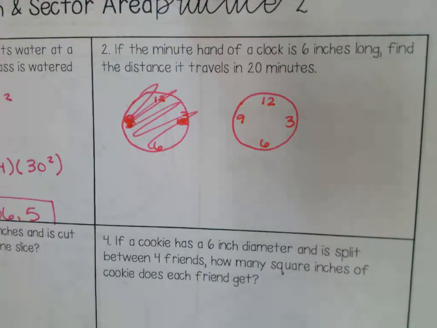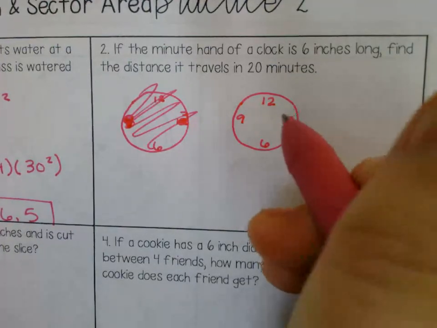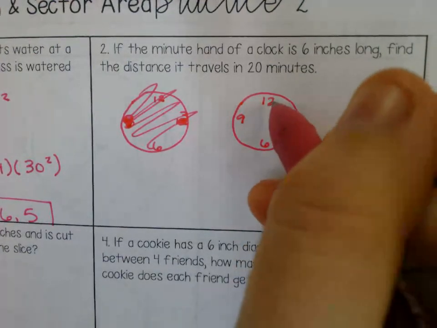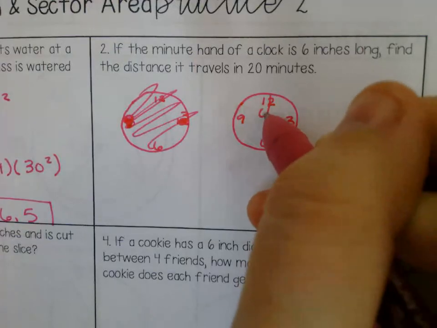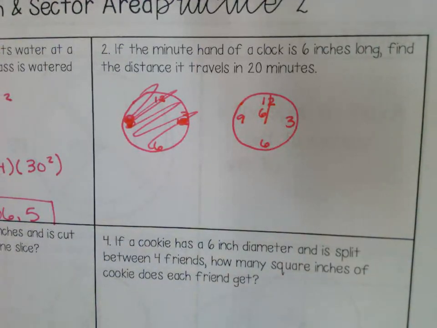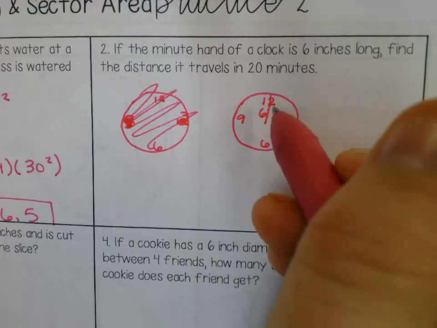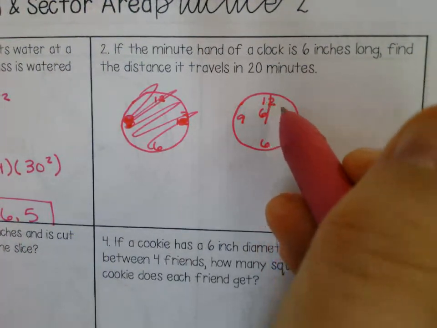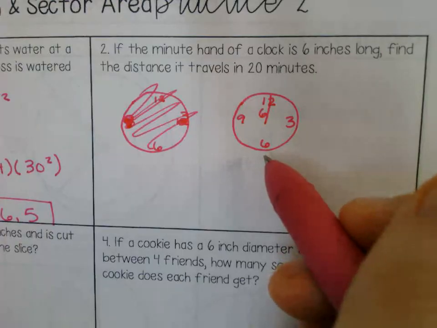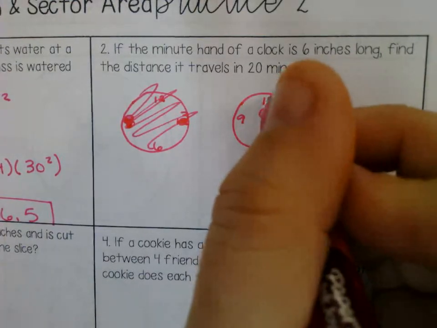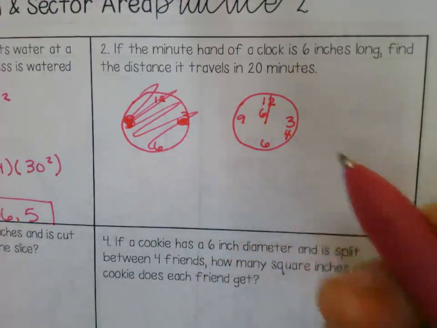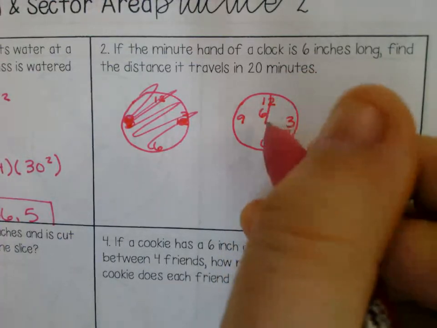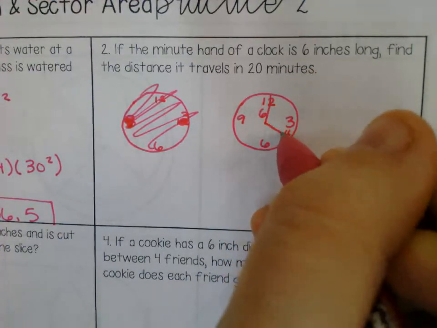Okay, it says if the minute hand on a clock is 6 inches long. So my minute hand is 6 inches. And it says find the distance it travels in 20 minutes. Well, if it travels for 20 minutes, what number does it land on? If it's at the 12, where does it go to? It goes to the 4, right? Okay, so it goes from the 12 to the 4.